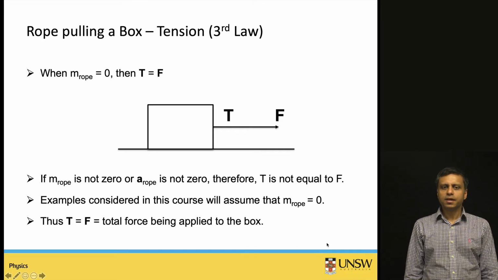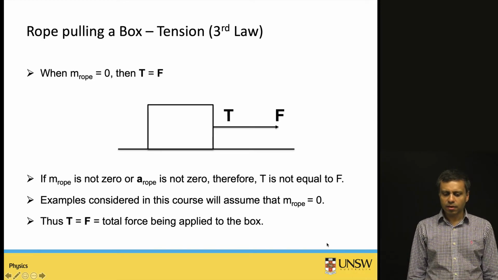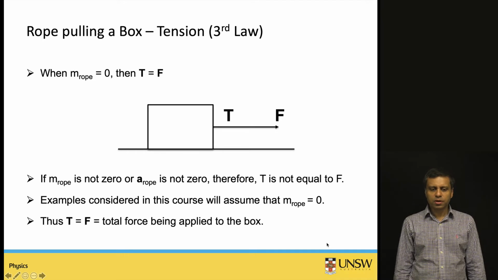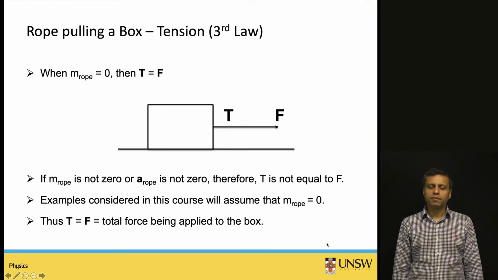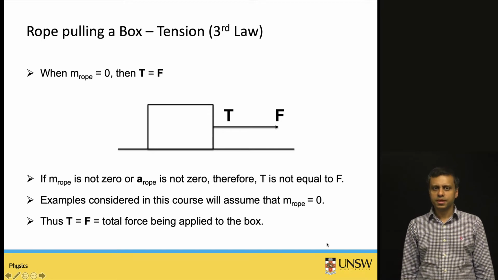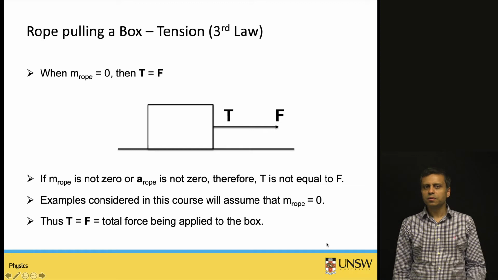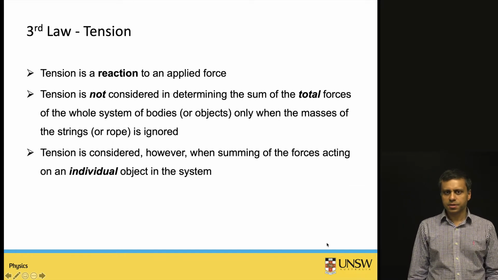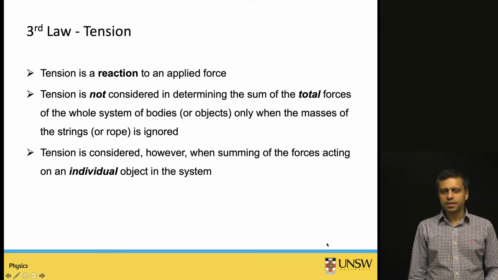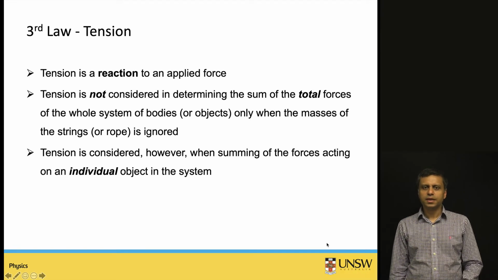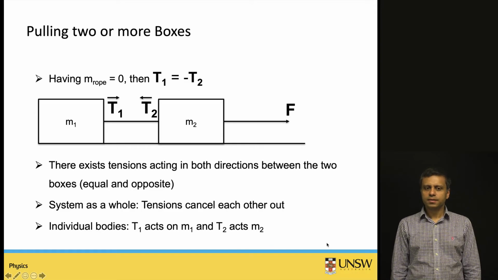And so what is tension? Tension is basically a reaction to an applied force. When we are summing all the forces acting on a system of objects, we do not consider the tension forces. This is because tension is kind of an internal force between two objects. If you are treating the collection of objects as a system, then you don't need to consider the internal forces. But if you are looking at one individual object inside the system, then you need to take the tension force into account.